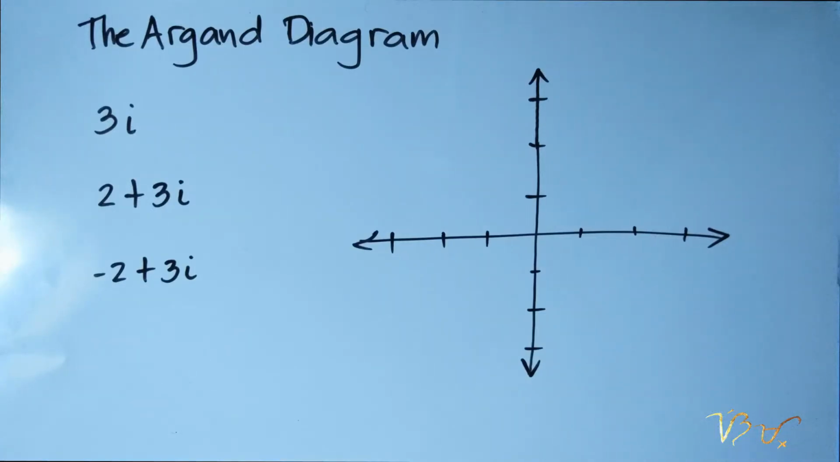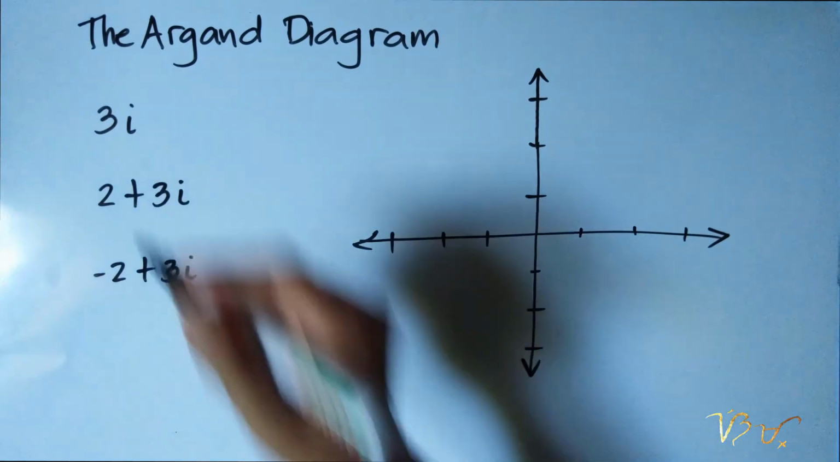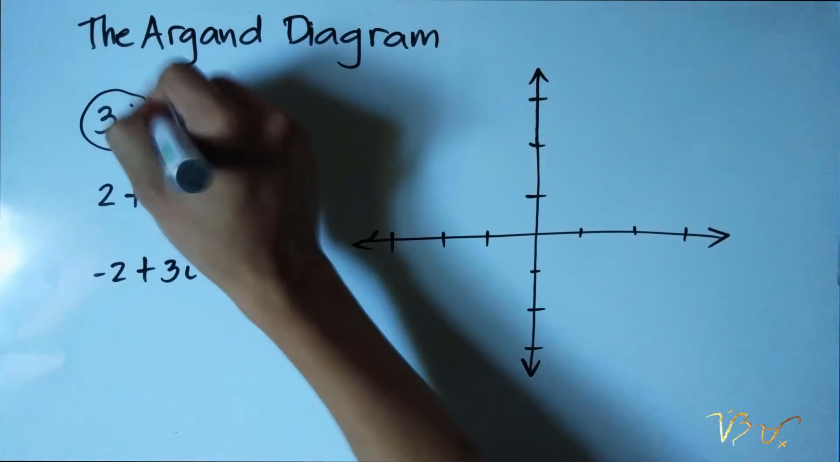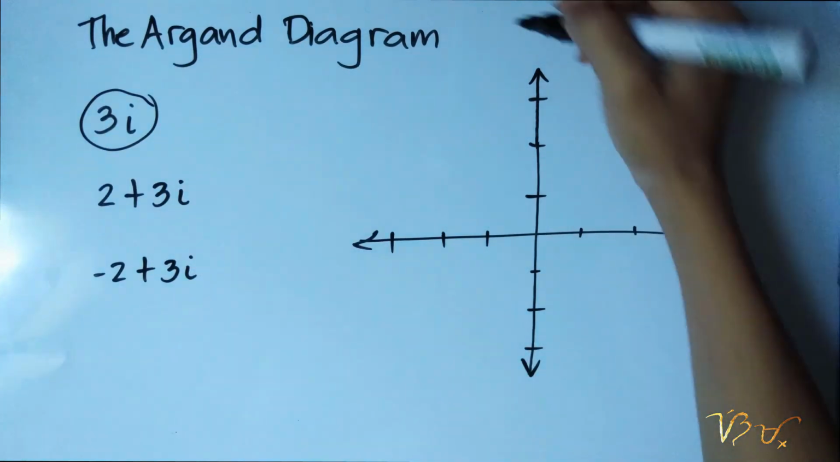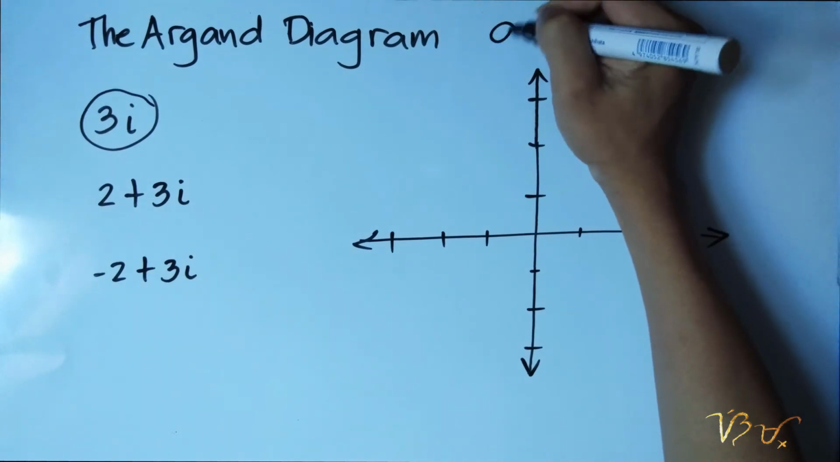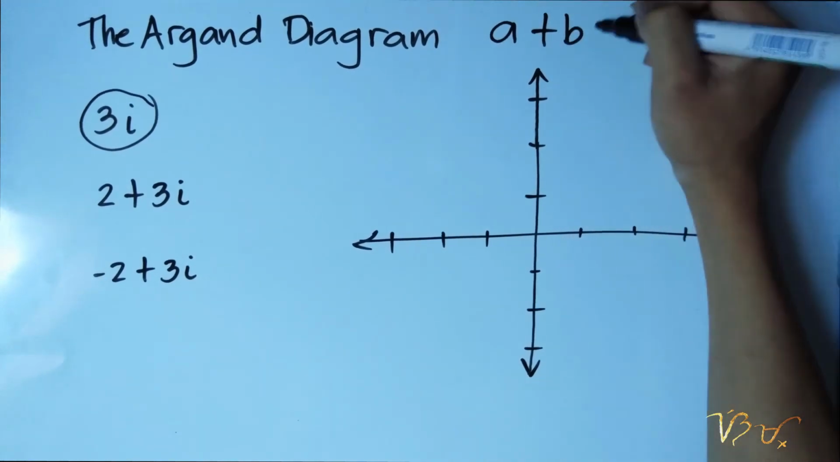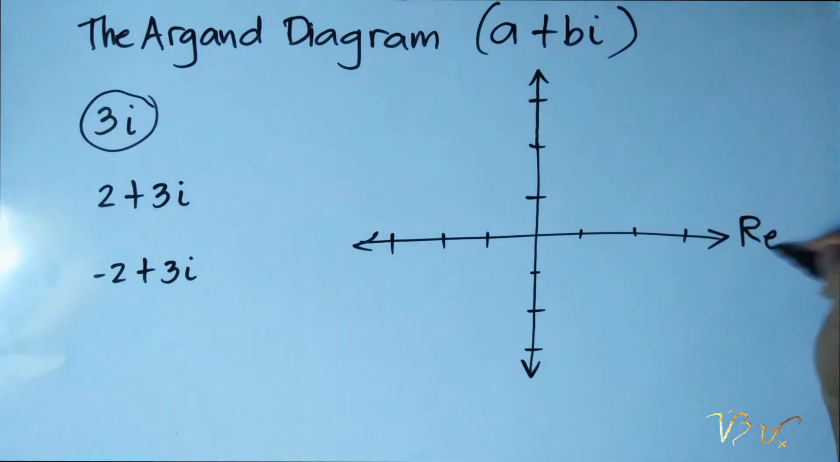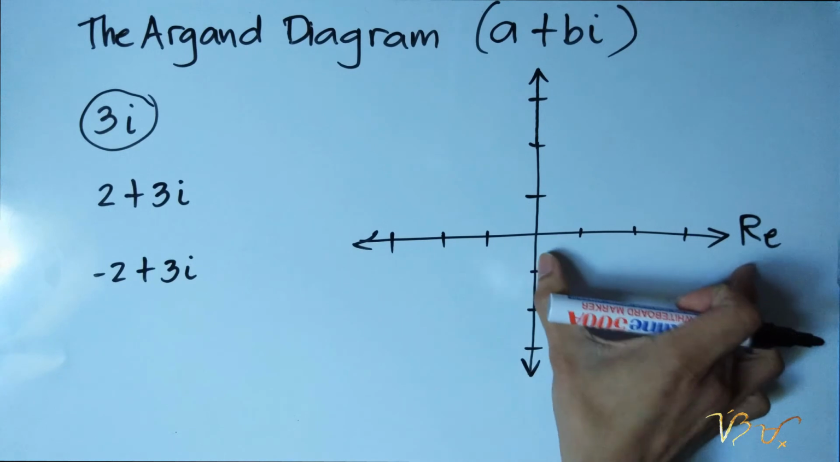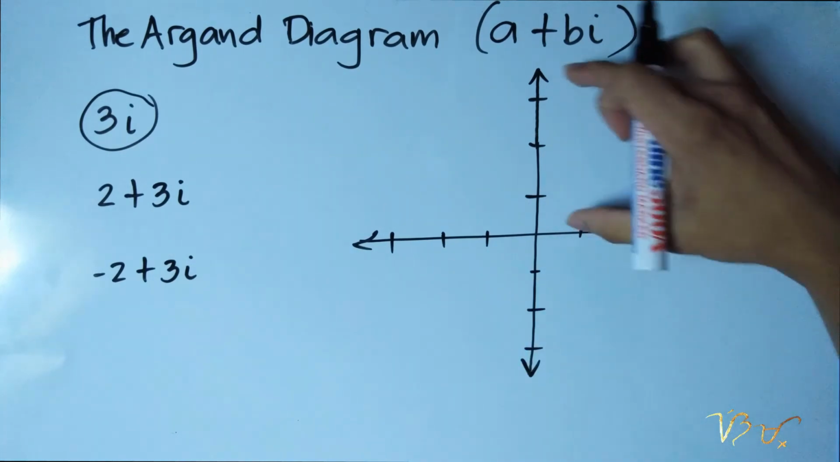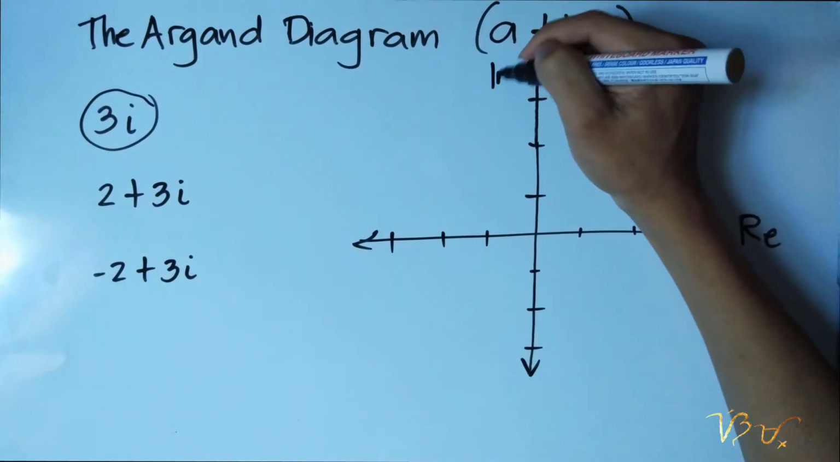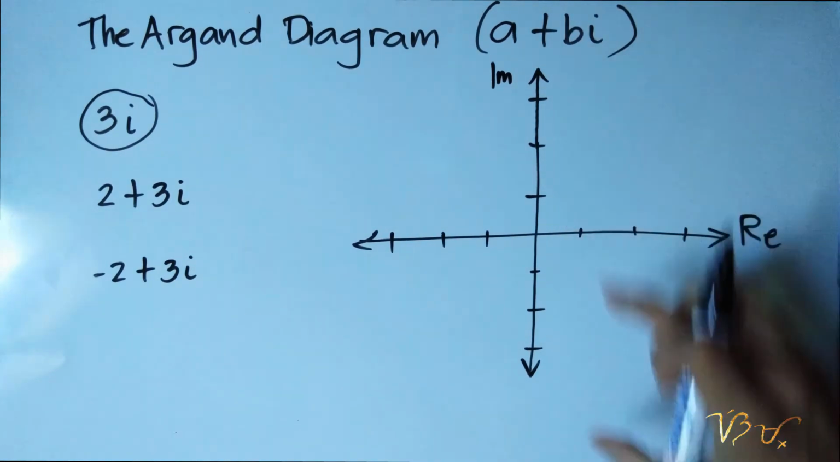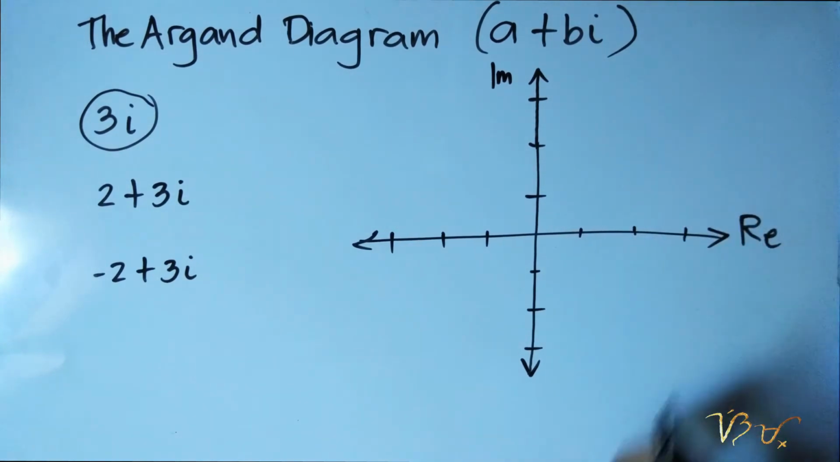We have here three examples of complex numbers. Let's try to plot them in the Argand diagram. For the first one, it does not have a real component or real part. For the Argand diagram, that's in the rectangular form a plus b i. a is the real part. This is the real axis, positive real axis and negative real axis. This one is your imaginary axis, positive imaginary axis and negative imaginary axis.